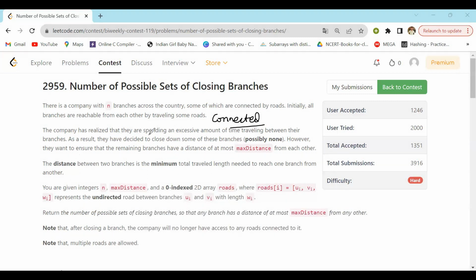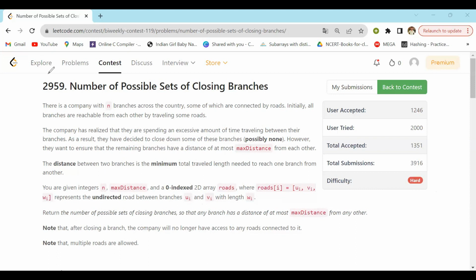The company has realized that they are spending an excessive amount of time traveling between their branches. As a result, they have decided to close down some of the branches. However, they want to ensure that the remaining branches have a distance of at most max distance from each other. The distance between two branches is the minimum total travel. You're given integer n, max distance, and a zero indexed array roads. Return the number of possible sets of closing branches so that any branch. Okay, fine. I think this question is clear.